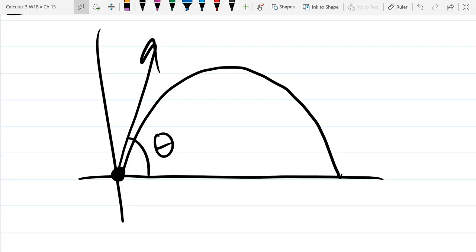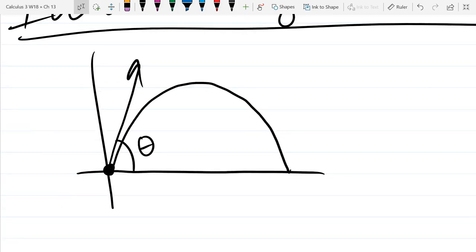So 0 would be horizontal, and then pi over 2 would be vertical. So it's somewhere in between. So it's the tangent line at 0. It's the tangent vector at 0. Well, it's the angle that one makes with the x-axis. So yeah, I could label this right here. This is r prime of 0, this vector. So that's your initial velocity, or v of 0.